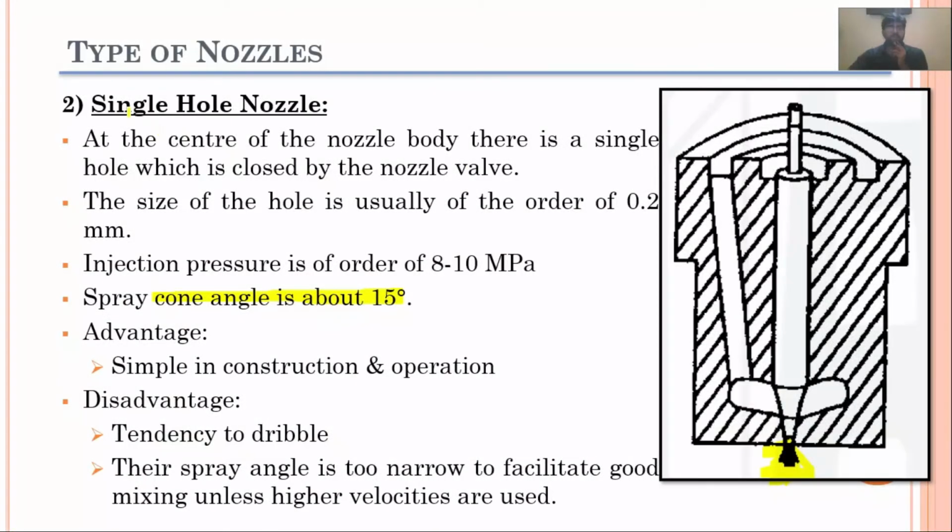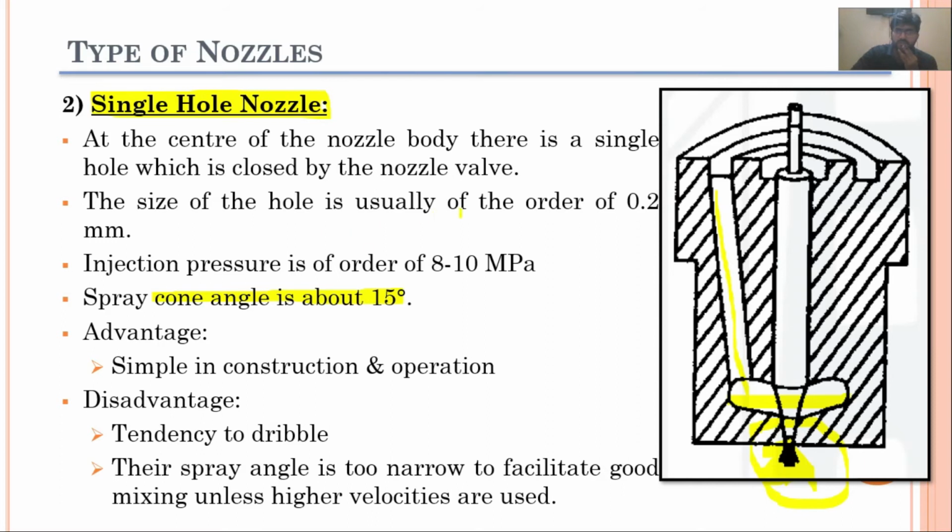Moving forward towards the next type, which I have somewhat already mentioned by comparing it with the Pintle nozzles. We have a nozzle which is at the center of this nozzle body. Here you can see this. It is at the center of the nozzle body, and there is only a single hole which is closed by the nozzle valve, and when the fuel from the fuel inlet comes here and applies the pressure, this valve will be opened and the fuel would be sprayed.